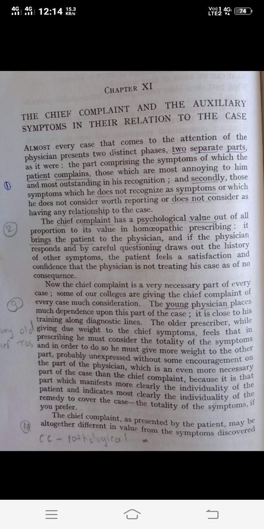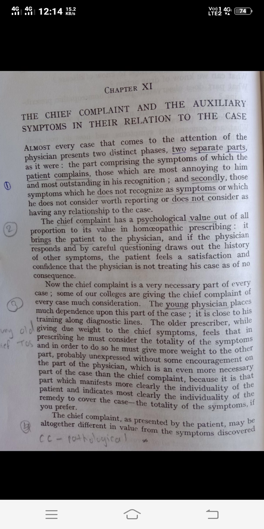As you are a student, you give importance to the chief complaint, as you are studying homeopathy, or you are getting the training of how to practice homeopathy. So in the prior period of your training, you give importance to the chief complaint. And in colleges also, for the diagnostic purpose, how to diagnose the case, you give importance to the chief complaint. So the young physician is more dependent upon the chief complaint, as he can easily narrate the chief complaint and give the remedy according to that chief complaint.